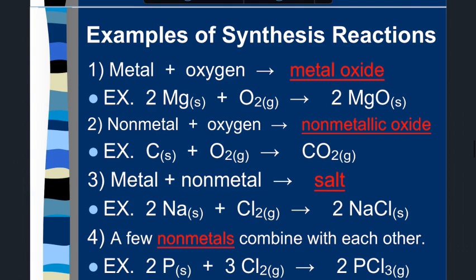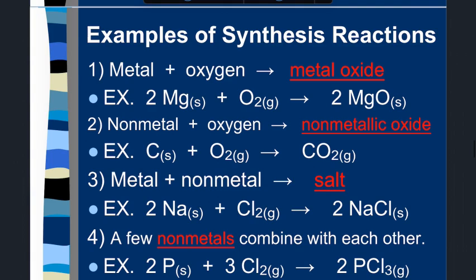We could also have a metal and a nonmetal joining together to make a salt. The salt that you're probably most familiar with is table salt, NaCl. That reaction would be sodium plus chlorine, and that makes sodium chloride. You could also have a few nonmetals combining with each other to form a covalent compound, like phosphorus plus chlorine joining together to make phosphorus trichloride. So lots of different things can happen for a synthesis reaction, but notice all of these examples only have one product. That's what makes a synthesis reaction easy to recognize.